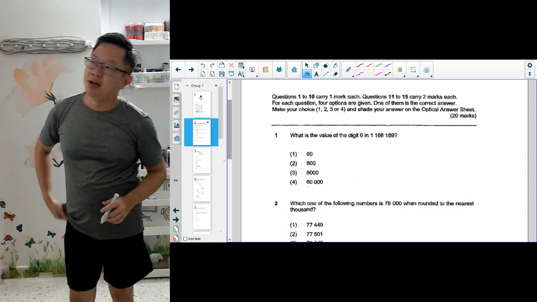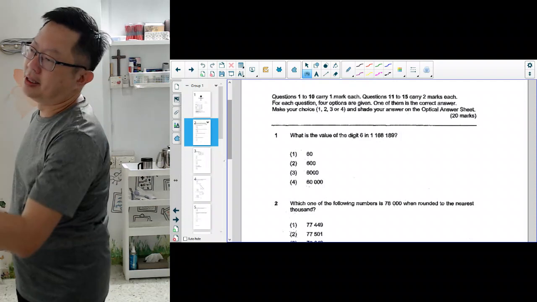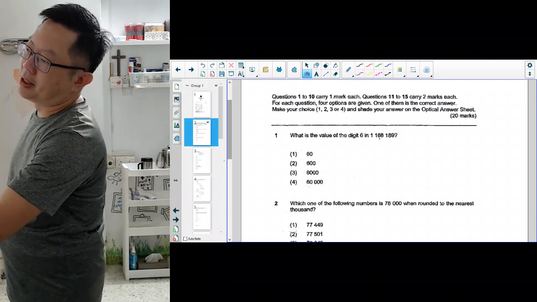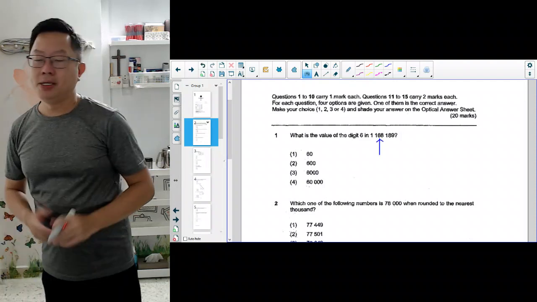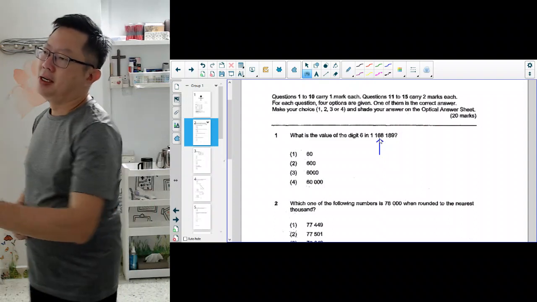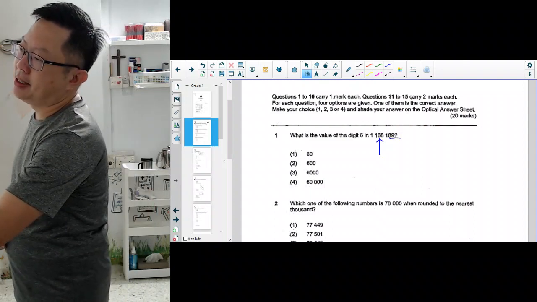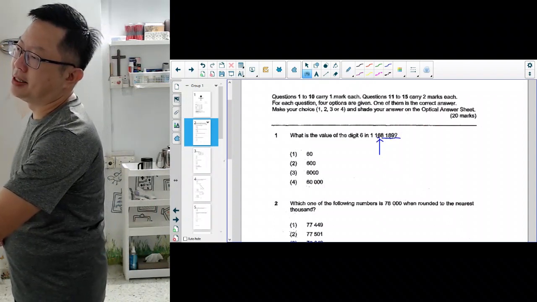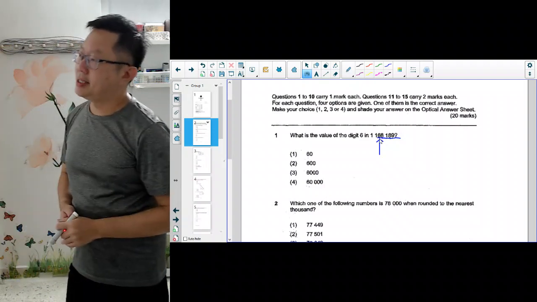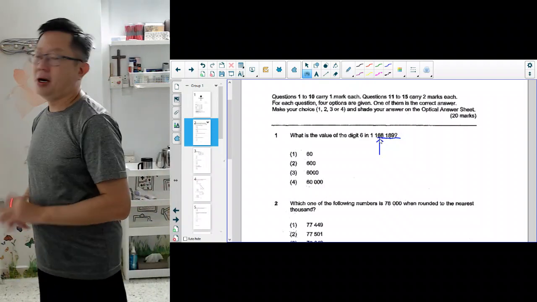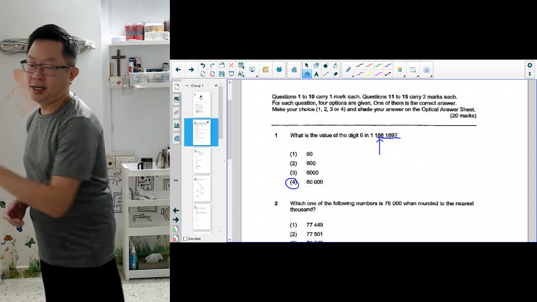Okay, so what is the value of the digit 6 in the number that's given? If you look at the place value, what's the place value of the digit 6? Well, you have the ones place, the tens, the hundreds, the thousands, and the 10,000s. So the 6 is in the 10,000 place. So that will be 60,000.